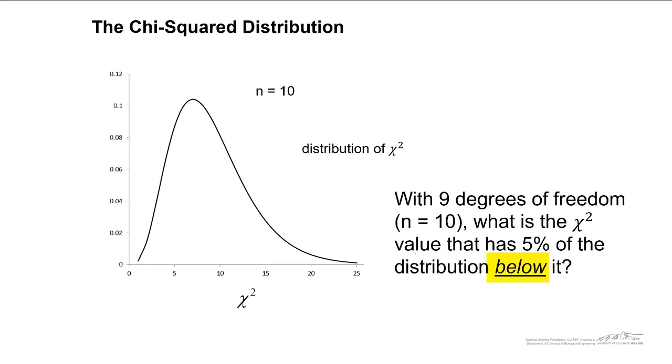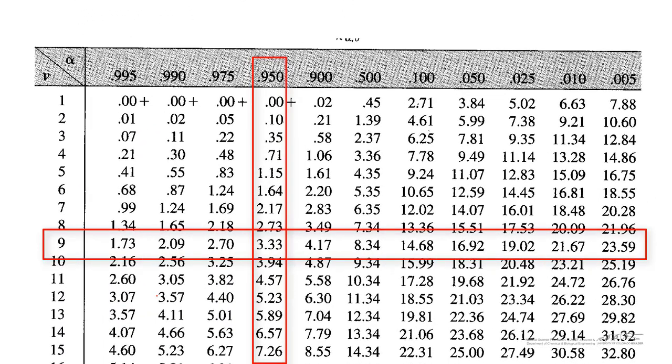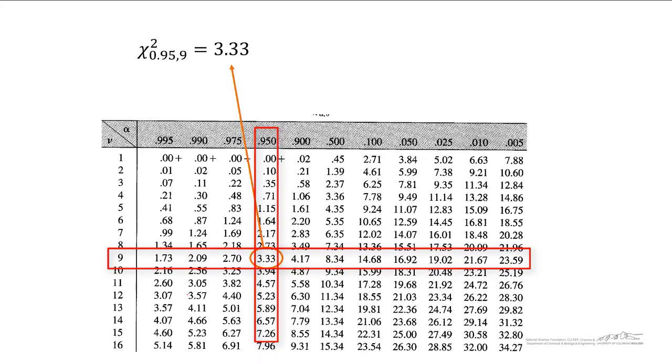We can also determine what is the chi-squared value that has 5% of the distribution below it. We can write this as chi-squared sub 0.95, comma 9. That means we have 95% of it to the right. Remember, subscript always represents to the right with 9 degrees of freedom. We can look up these tables. We have 95% to the right with 9 degrees of freedom, and so we get 3.33.